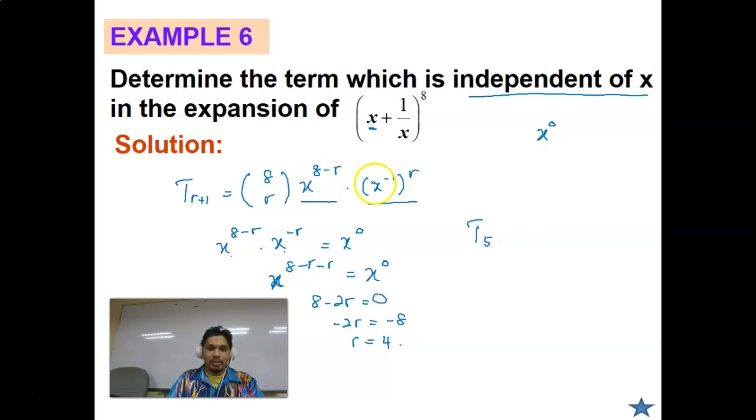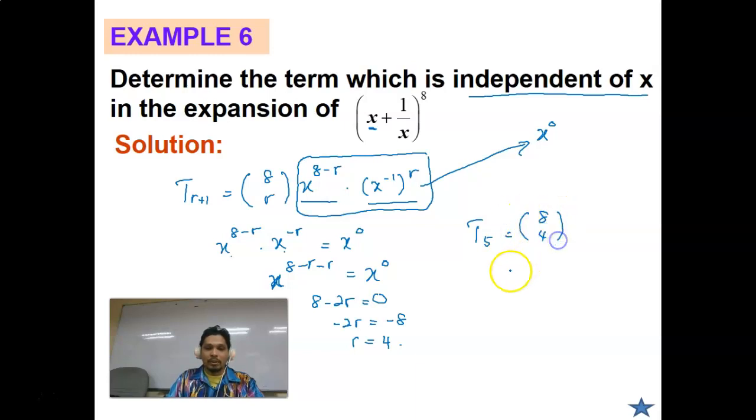And as we know, all this is going to give you x to the power of 0, and x to the power of 0 equal to 1. So we're now looking at 8C4, so 8C4 equal to 70.